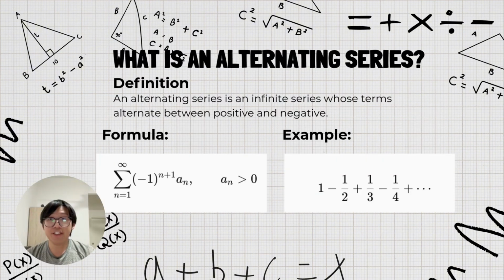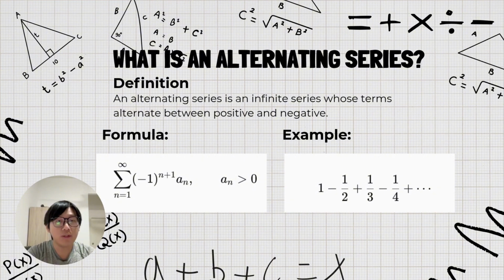Hi, my name is Maja Zhu, and today I will introduce alternating series. An alternating series is an infinite series whose consecutive terms alternate between positive and negative values. The general form looks like this. While a_n is positive, the factor (-1)^(n+1) changes the sign of each term, creating the alternating pattern. A simple example looks like this.